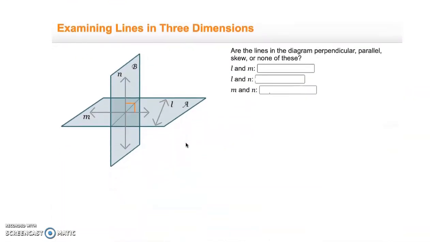So let's look at them in 3 dimensions. Are the lines in the diagram perpendicular, parallel, skew, or none? So I want you to pause the video and see if you can identify these. If you notice, L and M are in the same plane. They're both in plane A, but they're not perpendicular and they're not parallel, but they will intersect. So they're none of those. L and N are in different planes, so they're not going to intersect, and so they are skew. And M and N are perpendicular. They form a right angle.